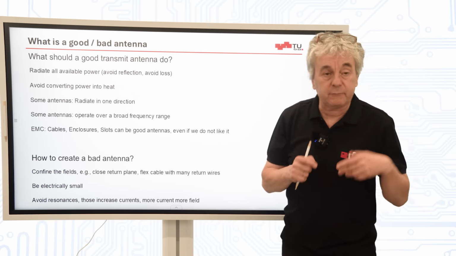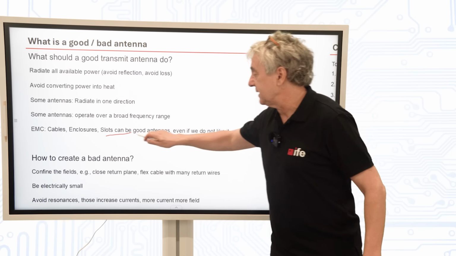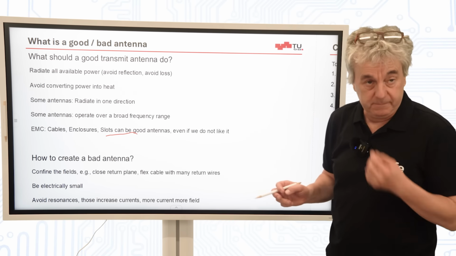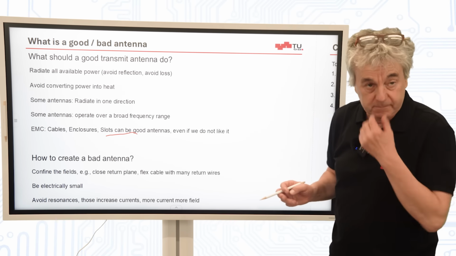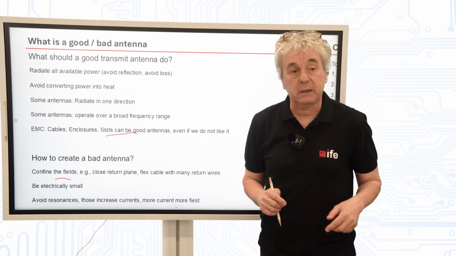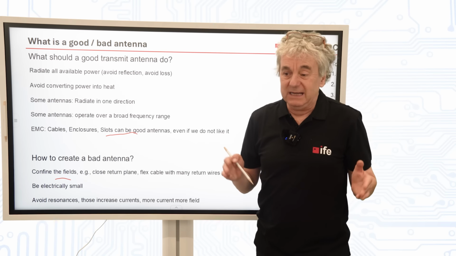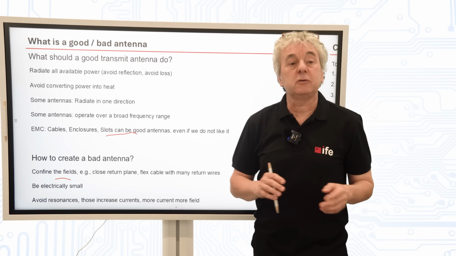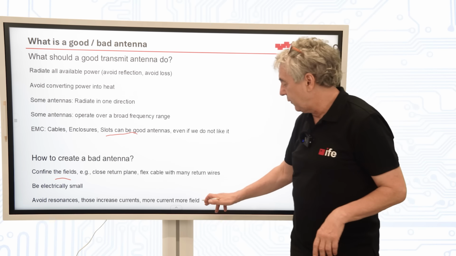Now, the problem in EMC is that slots in enclosures, etc. can all be good antennas, which we of course try to avoid. So how to avoid a good antenna? One should confine the fields. If there are 2 wires very close to each other and the current goes opposite, it will not radiate well. If you make it electrically small, you're going to see more about that. Small stuff doesn't radiate, and if the structure is less than maybe lambda/20, then it's really difficult to make it radiate. The other is to avoid resonances.